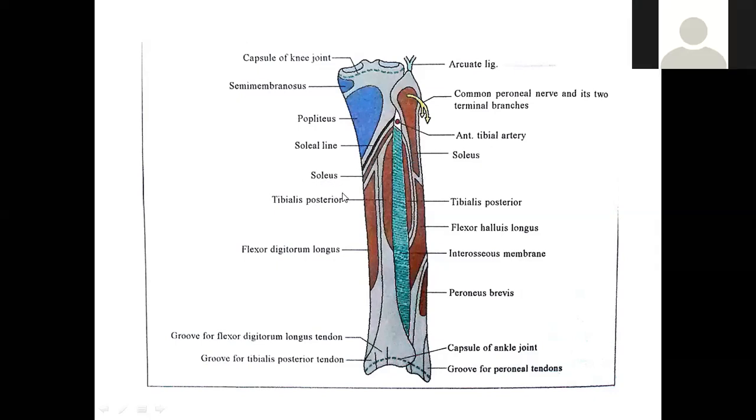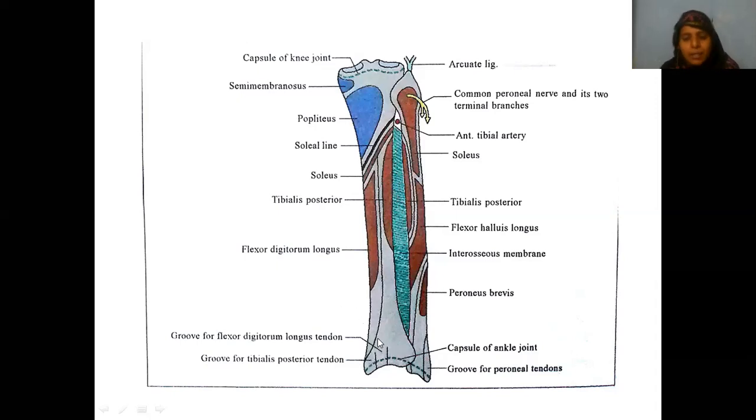Now coming down, see this was our vertical line, beta, which was dividing the posterior surface into the medial half and the lateral half. This is medial malleolus. Obviously, this becomes the medial half. So from the medial half, which muscle is coming? Flexor digitorum longus. And from the lateral half, which muscle is coming? Tibialis posterior. It's also taking its origin from the corresponding interosseous membrane. So these many points I want you to remember.